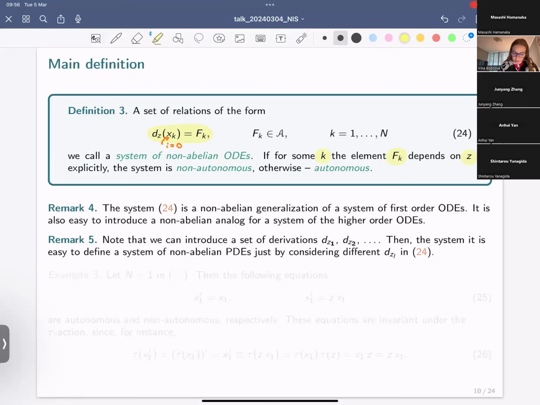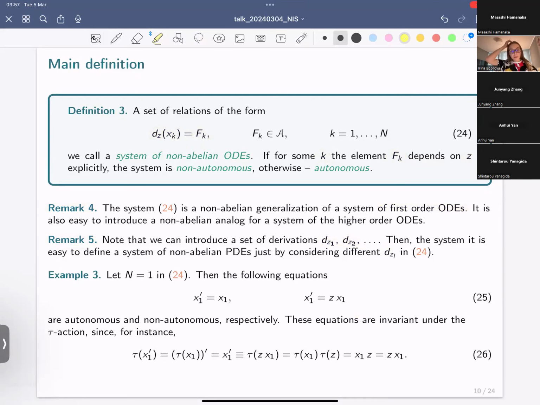As I said, we gave a definition of a system of first order ODEs, but it's easy to introduce a non-abelian analog for a system of higher order ODEs. The second remark is about PDEs. We can introduce a set of derivations, d sub z1, d sub z2, and so on. Then system 24 can be generalized to the case of non-abelian PDEs just by considering different d sub zl in the set 24.